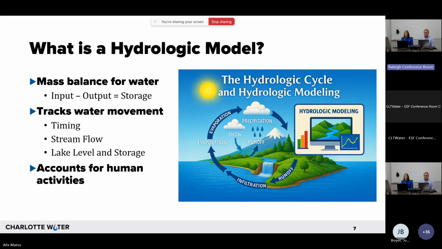The hydrologic cycle is just the movement of water through our environment. Water evaporates from water surfaces and forms clouds that eventually drop precipitation back to the land or water surfaces. A hydrologic model represents this process using a mass balance approach. It's tracking those inputs and outputs, and the change over time is the amount of storage that we have. The models allow us to track the timing of the water movement, which provides information on stream inflows and outflows, as well as changes to lake level and water storage. And they let us account for human activities like damming a river to form a reservoir or withdrawing water from key locations.